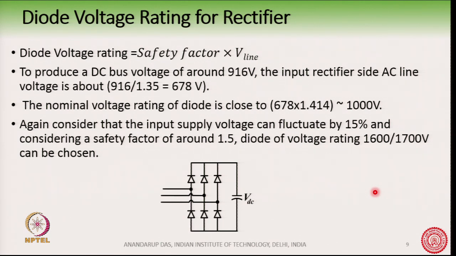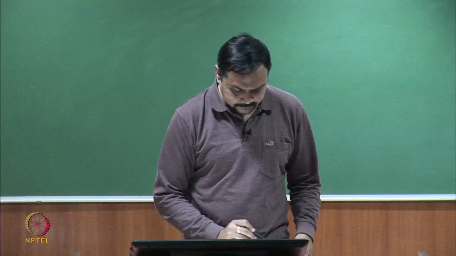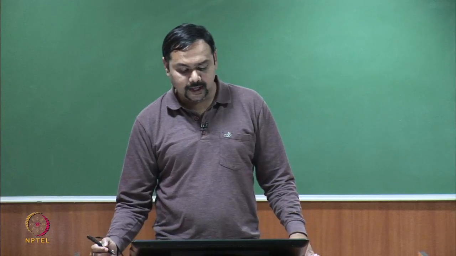So, we are not going into those details. Now, the nominal voltage rating of the diode is close to about 1000 volt. Again, considering all these safety factors, a diode of about 1600 or 1700 volt can be chosen. Okay, that is the voltage rating of the diode.